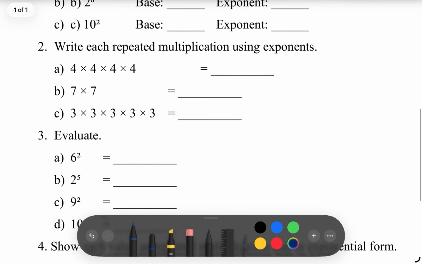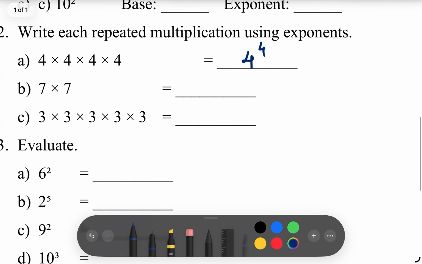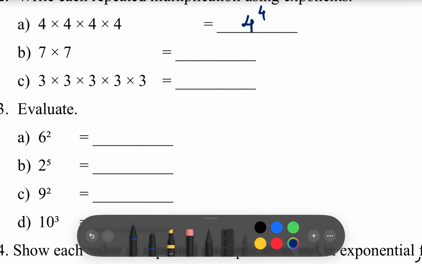Write each repeated multiplication using exponents. So here you can see 4 is being multiplied repeatedly over and over. Let's check how many times it is repeatedly multiplied. 4 times 4 times 4 times 4. So of course the base is 4, because we are multiplying 4 repeatedly. And what is the exponent? How many times do you repeatedly multiply? 4 times. So 4 to the power of 4. That's everything for that section.